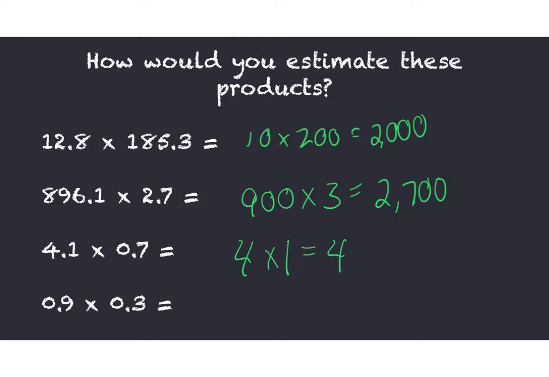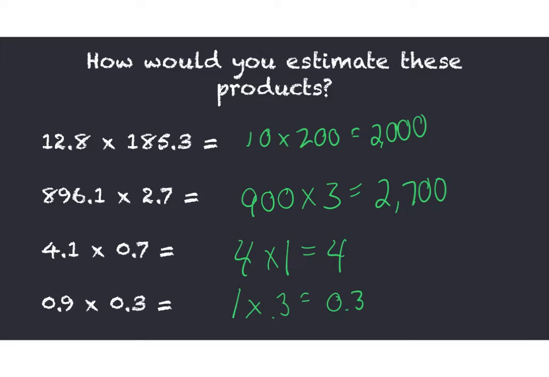Take a look at our last example on this page. 9/10 times 3/10. 9/10 is pretty close to 1. And then if I'm multiplying anything times 1, I know that it's just going to be that number. So I don't even need to change 3/10. 1 times 3/10 is 3/10. So that's how we do the estimation part.